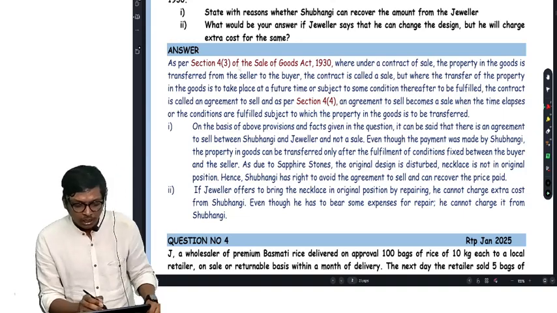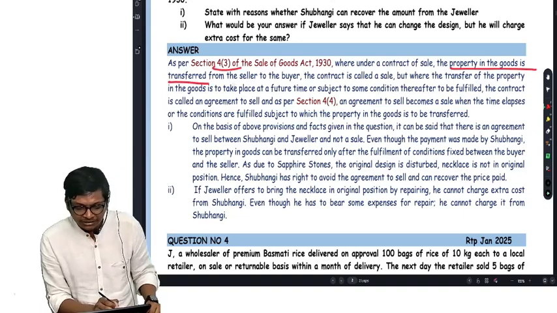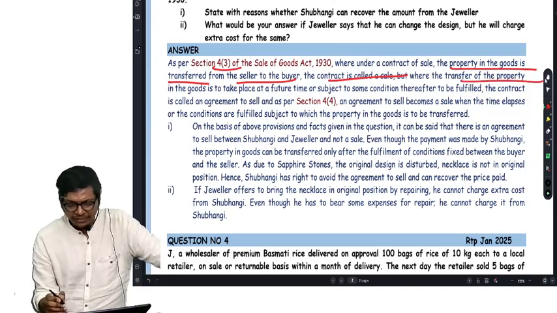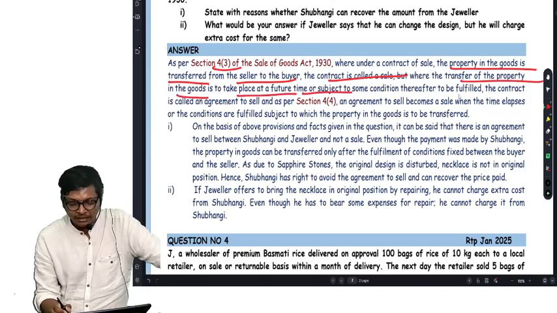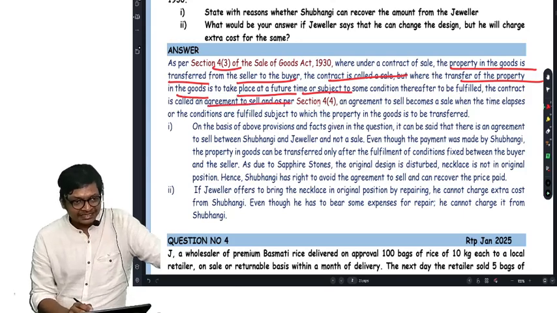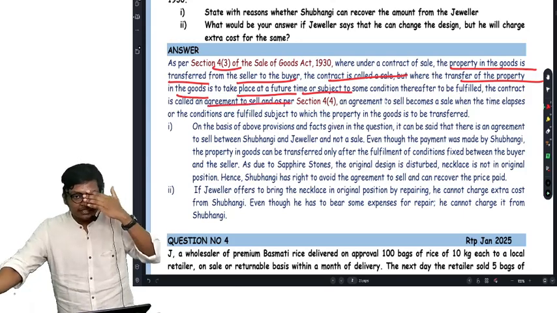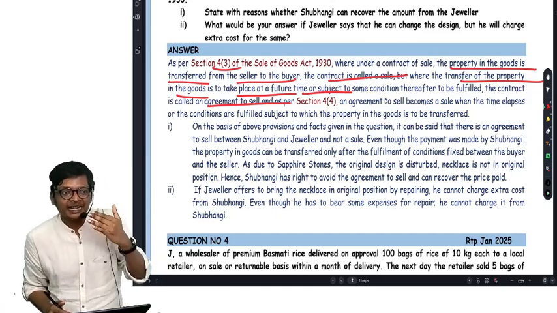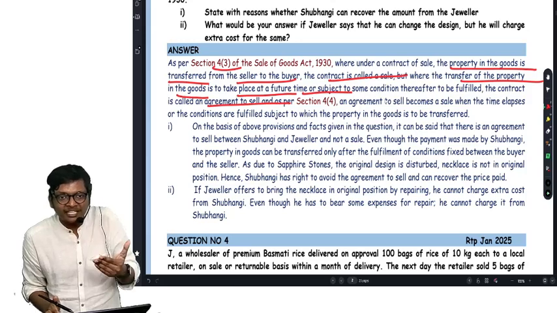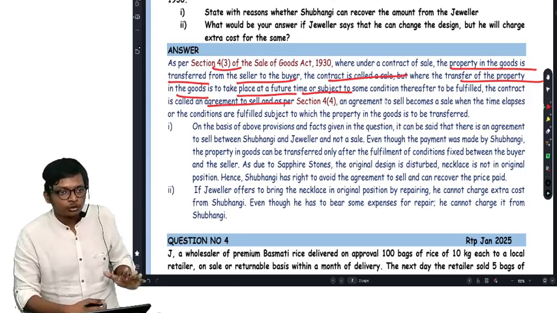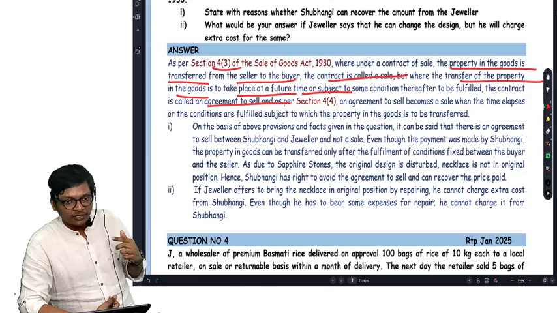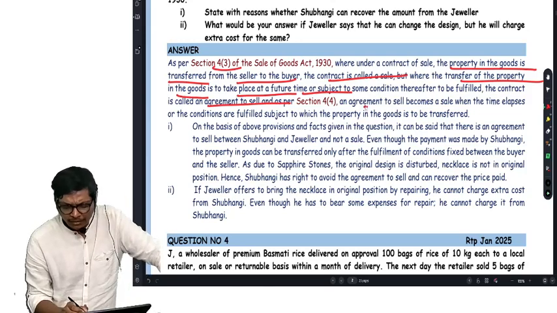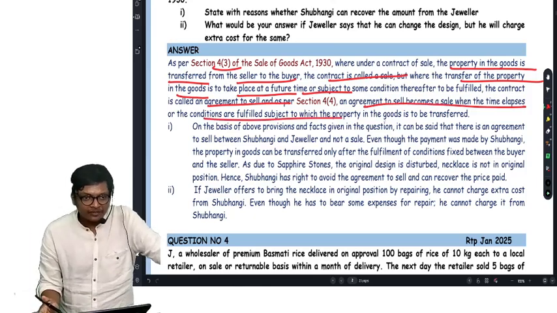Look at this. Under section 4, the property in the goods is transferred from seller to buyer. This is called a contract of sale. Where transfer of property in the goods takes place at a future date, it is called an agreement to sell. So they are differentiating between a contract of sale and an agreement to sell. In a contract of sale, ownership is transferred immediately. In an agreement to sell, it is transferred at a future date after some conditions are met. This you know. Here ownership is transferred only in the future. What are the conditions to be met here? An agreement to sell becomes a sale when the time elapses or the conditions are met.